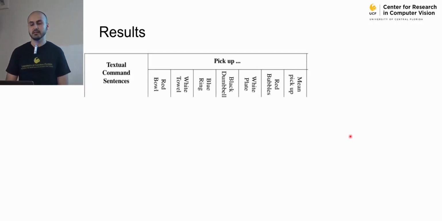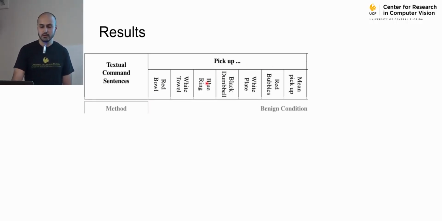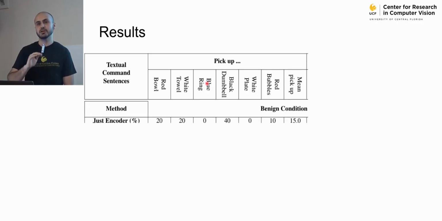So these are some quantitative results. First I show the sentences. These are all the sentences starting with pick up. So pick up Red Bull, pick up the white towel, pick up blue ring. And first we show the results in the benign condition where we don't have any disturbance. If we use just the encoder to train the whole network, the average result for the pick up sentences is going to be 15%.